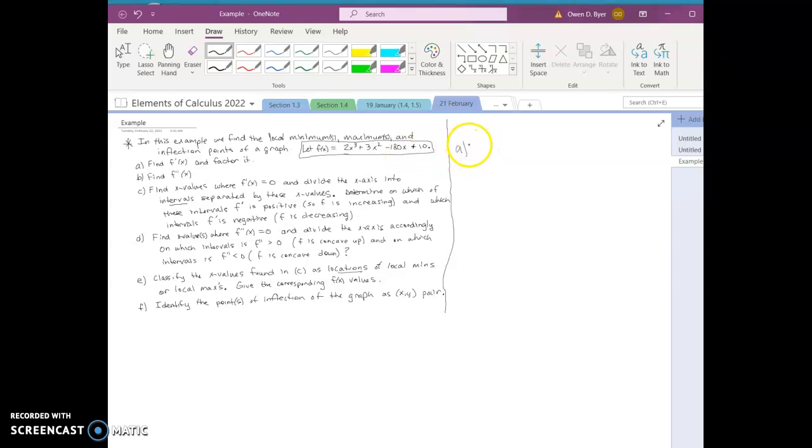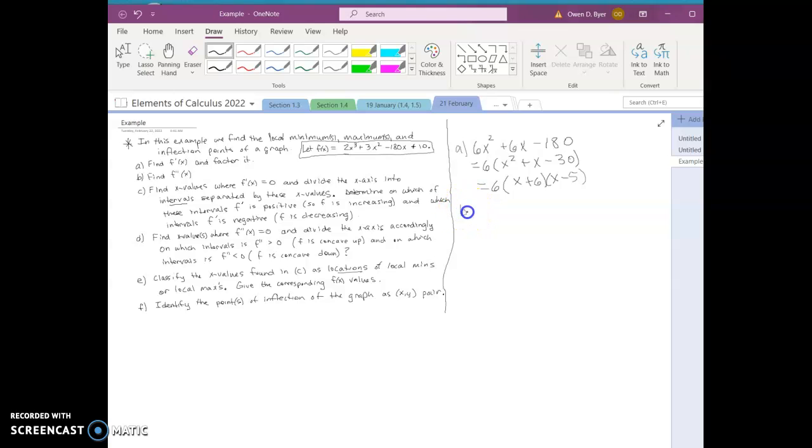The derivative of f using the power rule is 6x squared plus 6x minus 180. And then it says to factor it. We can factor out a 6 here, and we get 6 times the quantity x squared plus x minus 30. And we will continue to factor. That factors as (x plus 6) times (x minus 5). Okay, we'll come back to that later.